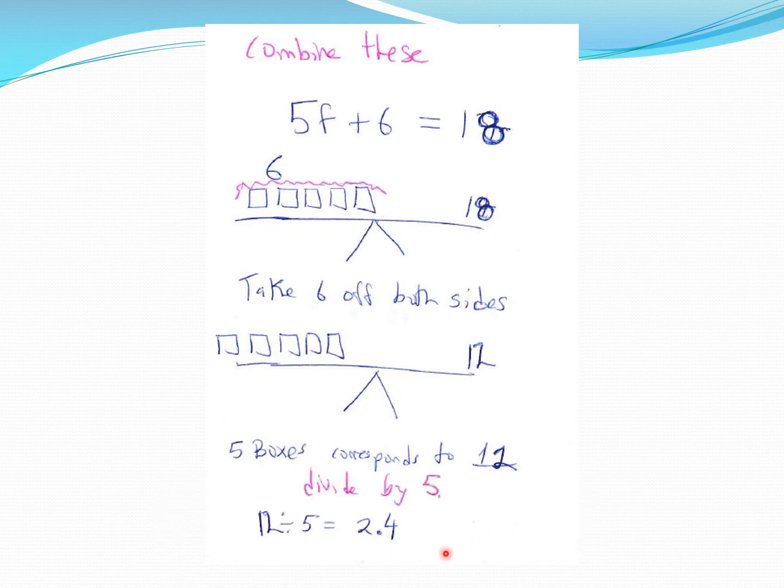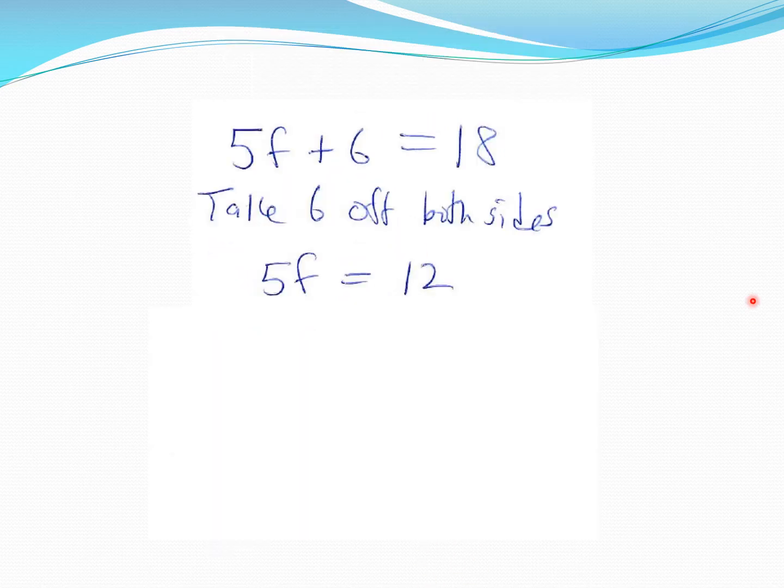So 12 divided by 5 is equal to 2.4. So the value of f is 2.4. Now, let's look at it algebraically. 5f plus 6 equals 18. Take 6 away from both sides.